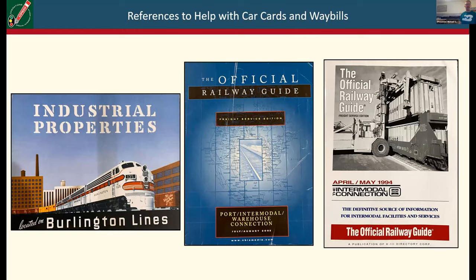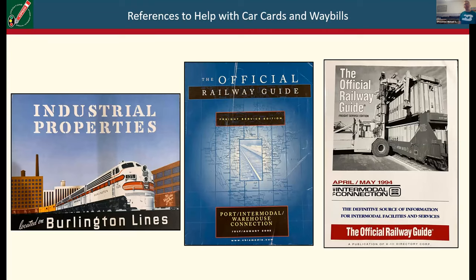The next are official railway guides. Originally they were produced in paper, and now they're produced in PDF or CD format. These railroad guides are by specific commodity type. The one I have here is from 2002, and it lists all port and intermodal, and then warehouses. But I also have some of these for grain and lumber.